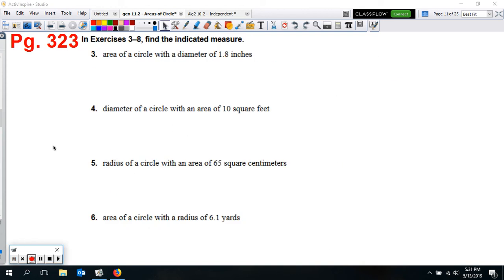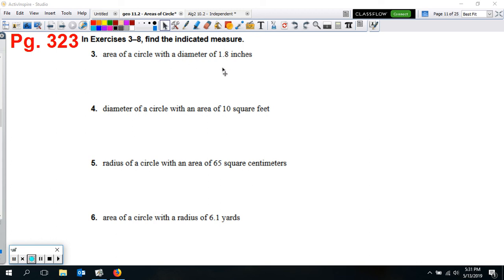Okay, on page 323, you're going to see 3 to 8 now, but we're going to look at just 3 to 6 first here, just with the area of the circle. We're going to be identifying the indicated measure, finding that indicated measure. So we're looking for an area of the circle with a diameter of 1.8 inches. So they give us the diameter, we're looking to find the area.